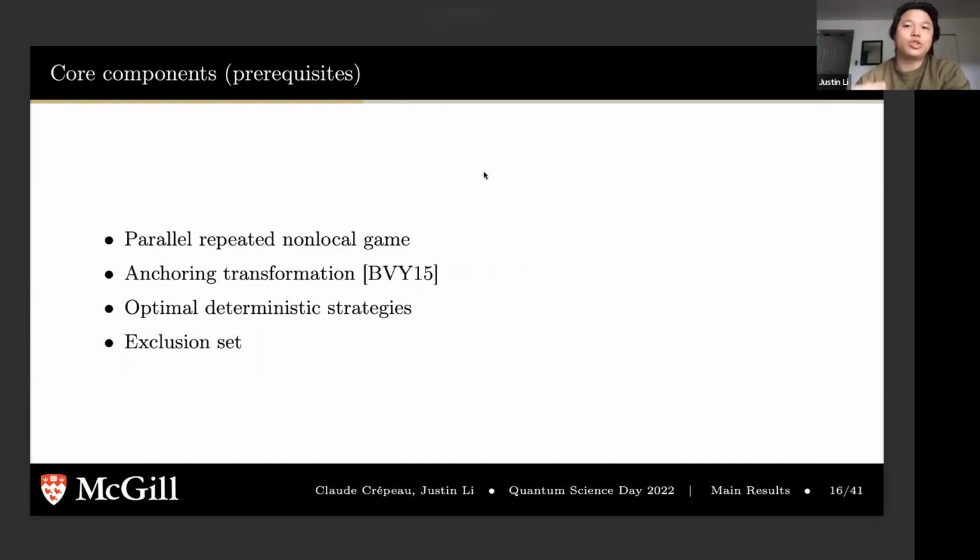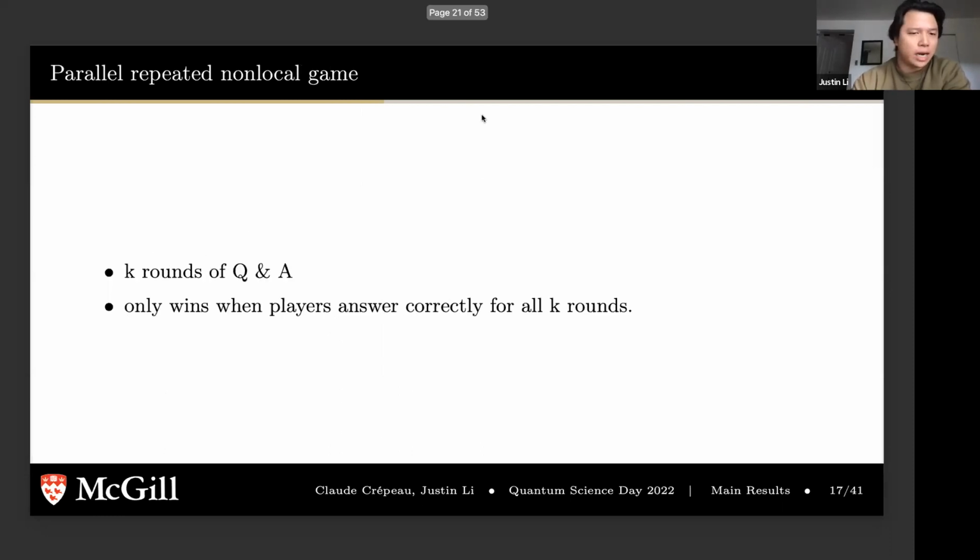So now I will introduce even more core components in order to arrive at the final protocol to construct the bit commitment schemes using a game. So first of all, we're going to talk about parallel repeated non-local games. I've shown you what a non-local game is, played with 2 players, or n players. And now when we talk about a parallel repeated non-local game, it's when the same game gets repeated k rounds.